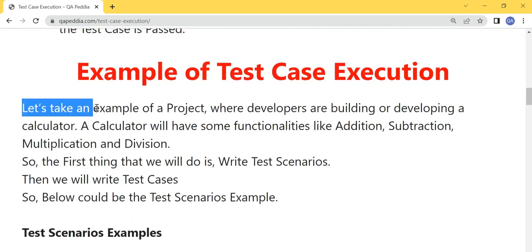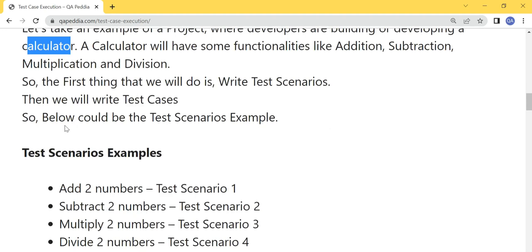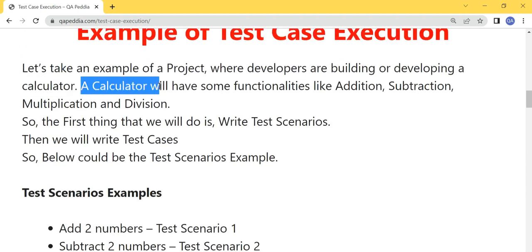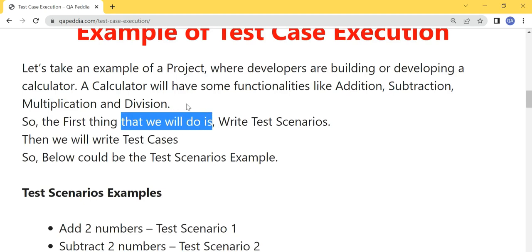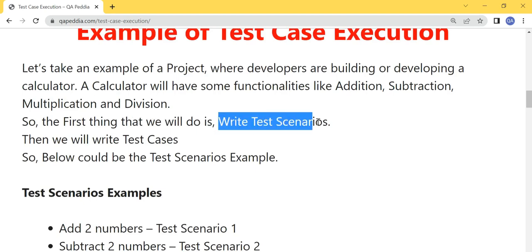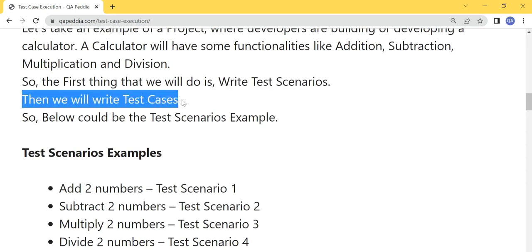Now, example of test case execution. Let's take an example of a project where the developers are developing a calculator. A calculator will have some functionalities like addition, subtraction, multiplication, and division. The first thing that we will do is write test scenarios, and then we will write test cases.